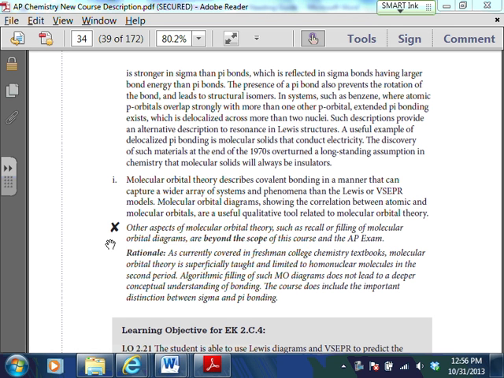But the interesting thing they say at the end of this that I didn't really touch on yesterday, a useful example of delocalized pi bonding is molecular solids that conduct electricity. And it says before the 1970s, it was really believed that molecular solids didn't conduct electricity. And then they started to find some things that did. I thought this was important enough that maybe we could talk about it for just a minute because there's some interesting applications here.